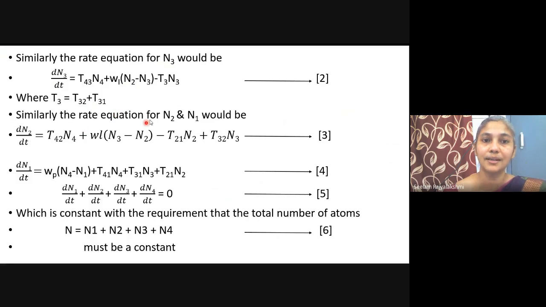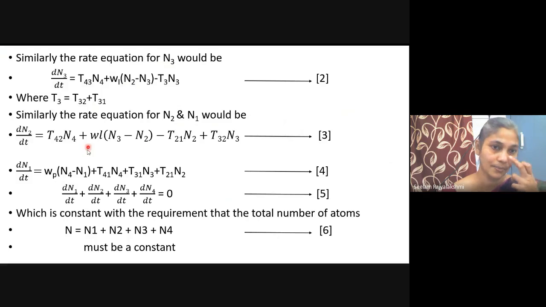Similarly, the rate equations for N2 and N1 would be as follows. The rate of change of population in level 2 equals T42 N4 plus omega L (N3 minus N2) minus T21 N2 plus T32 N3.